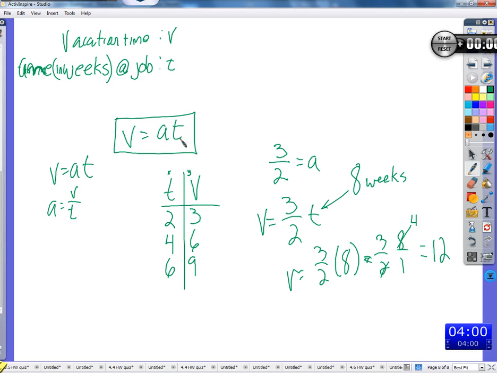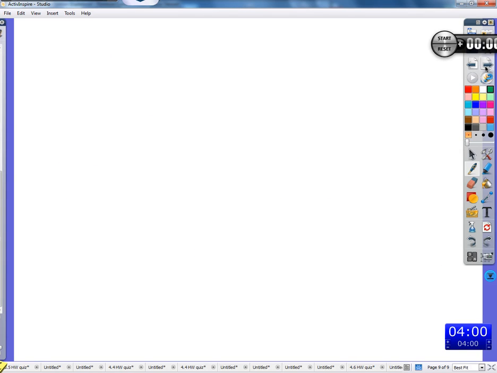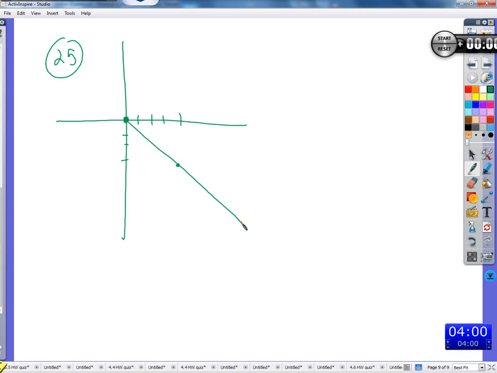Other questions? Yes, thank you. So the third of the graph is, and the y-intercept is always 0. So the only thing left in this equation is the slope. You didn't have to do 25? No. Well, that makes it easy. Don't do 25.